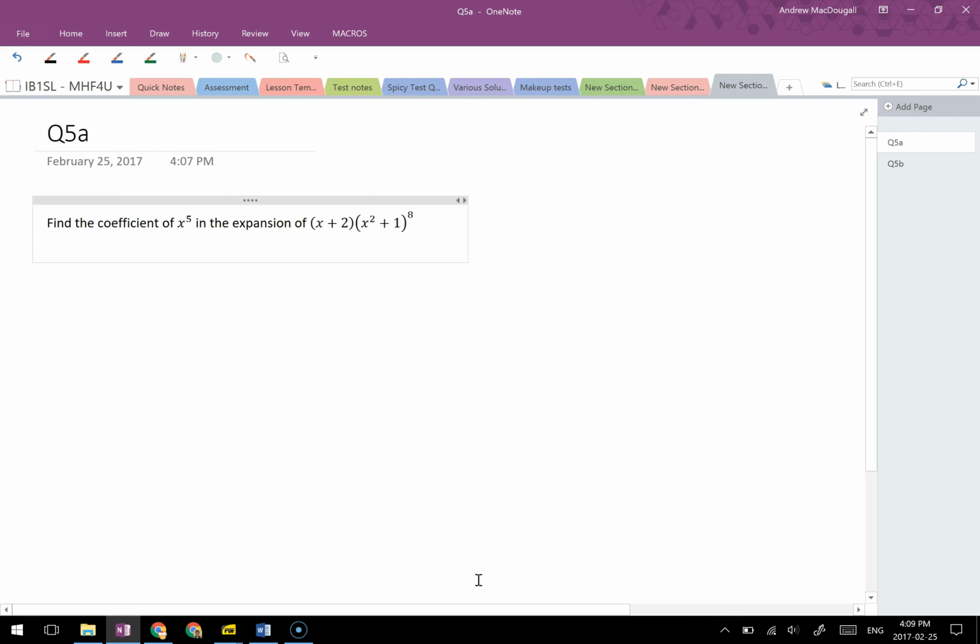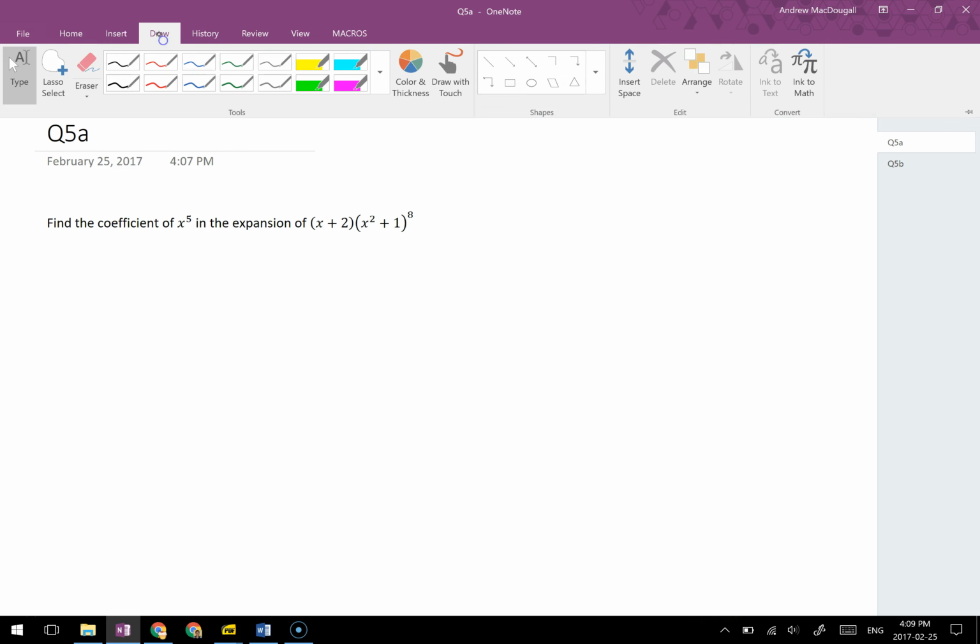Hey guys, I know that some of you are having troubles with question 5 on the Binomial Theorem 2 worksheet, so I'm just going to post some solutions to that here and walk you through the process of solving them. So question 5a asks you to find the coefficient of x to the power 5 in the expansion of (x + 2)(x² + 1)^8.